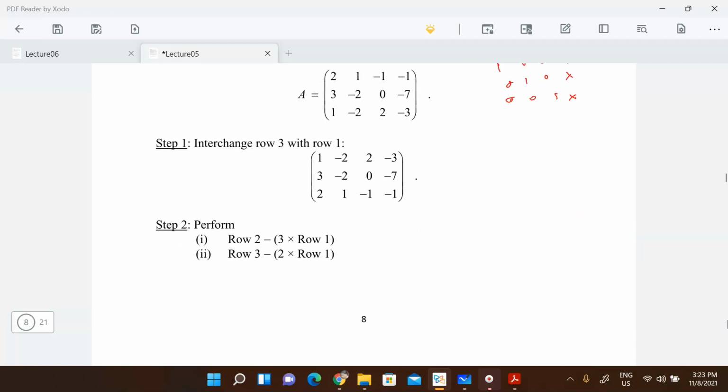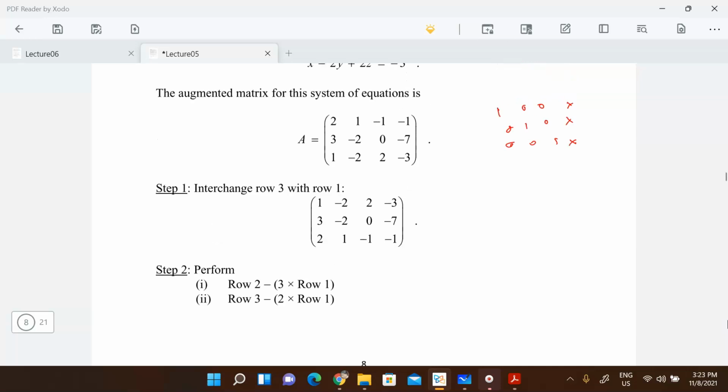And then what's next is to see that in order for me to get this shape, I need a 0 here, I need a 0 here. So I have a 3 here, I have a 2 here. In order for me to get a 0, you multiply this by 2, and we multiply this by 3, and then you take the difference between the two. Then of course this becomes 0. Okay, so that's what we did over here.